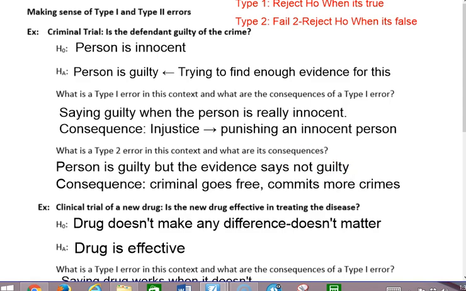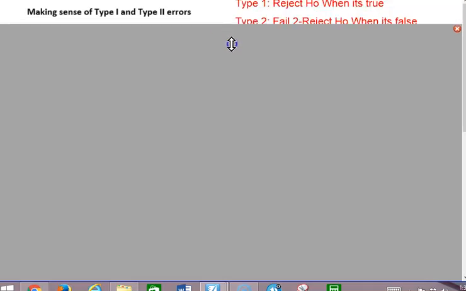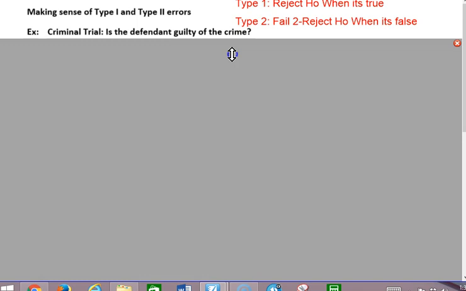And I'm going to cover this up so we can look at them one at a time. First of all, remember that a type 1 error is rejecting the null hypothesis when it is really true. Rejecting the null hypothesis when it's true. Type 2 is failing to reject the null hypothesis when it's false. There probably shouldn't be a little dash in there.